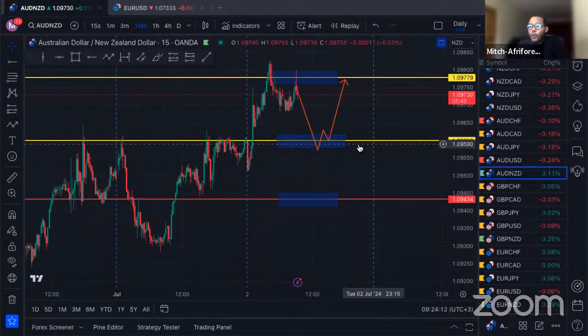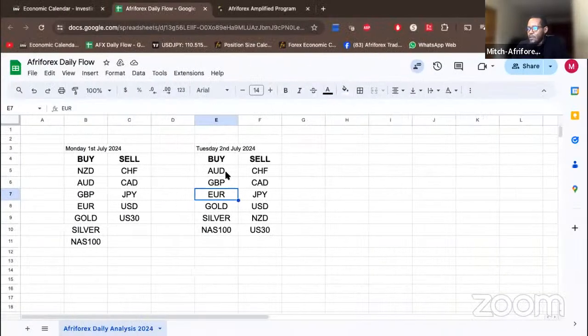So that's it for all the Australian dollar pairs. As you can see, we have mixed and matched the Australian dollar pairs with the Swiss franc, the Canadian dollar, the yen, the US dollar, as well as the New Zealand dollar. So right now, we're going to do the same thing with the British pound pairs. And then after that, we'll do the same thing with the euro pairs.